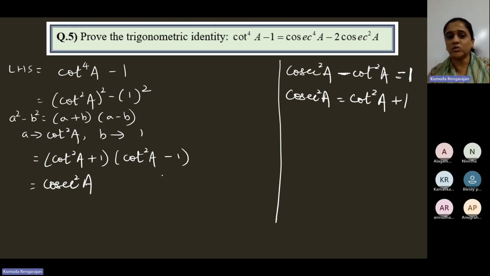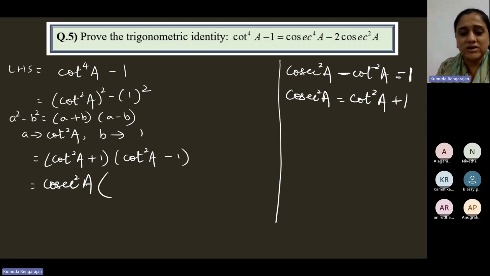Look at the RHS, it's all cosecant only. So you have to change cot square A minus 1. You're not able to substitute for cot square A minus 1 directly using the identity. In that case, what is cot square A? Cosecant square A minus 1. Substitute that, that's all. In the first bracket, we have cot square A plus 1, which can be written as cosecant square A using the identity.